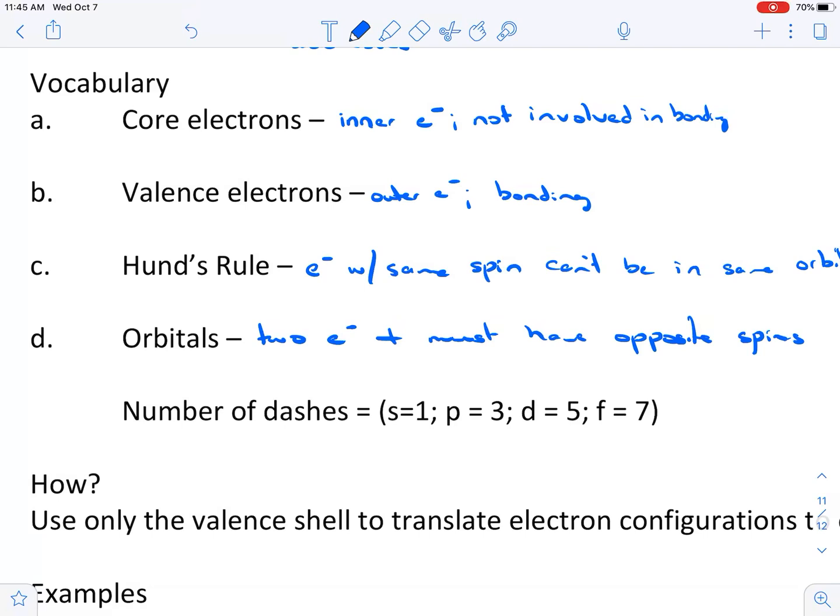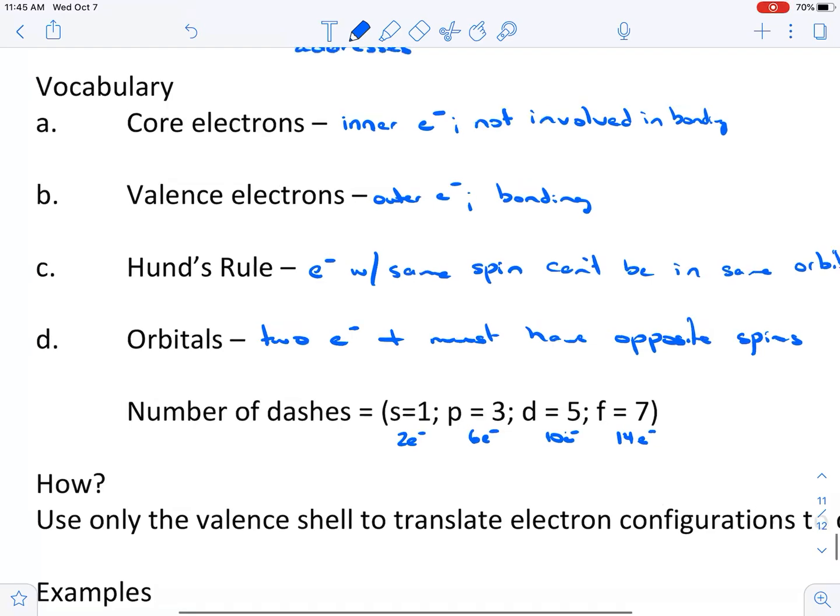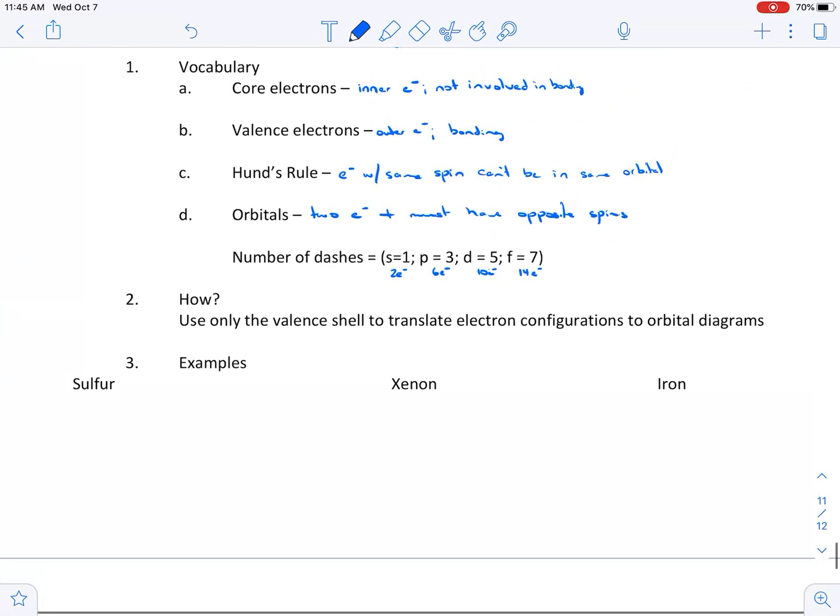Remember, our S sublevel could hold 2 electrons, so that means it has 1 orbital because each orbital can hold 2 electrons. P could hold 6 electrons, so it has 3 orbitals. D could hold 10 electrons, and F 14, and each dash can hold 2. So all we're going to do is use our shorthand electron configurations to do our orbital diagrams.